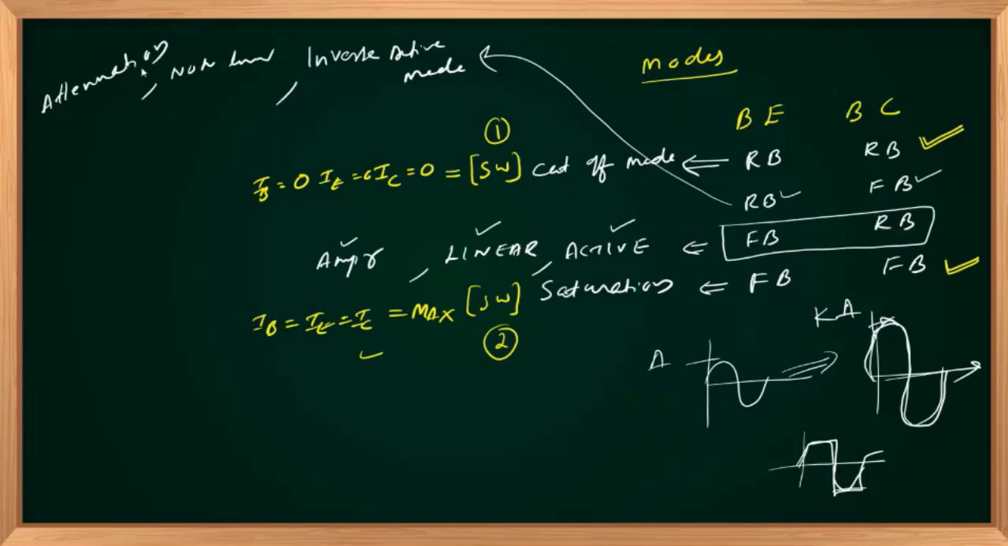So the applications: switch, the first and last, cutoff and saturation; amplifier, active mode, linear mode; and inverse active, attenuation or non-linear behavior of your bipolar junction transistor, right?